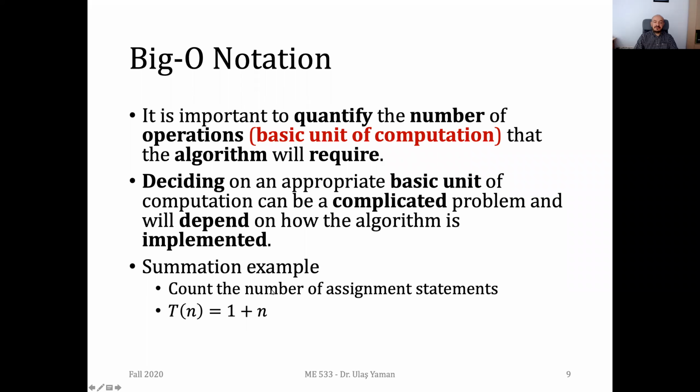In the summation example, if your number n is equal to 5, then that means you're going to run your for loop 5 times. So that's why we have n here, and we have one extra statement for the initialization. So this sums up to 1 plus n, and it's equal to the total number of statements. And we know that n is equal to the size of the problem. Our time will increase as you increase the value of n.